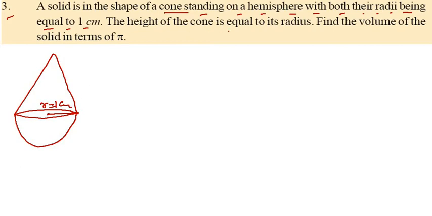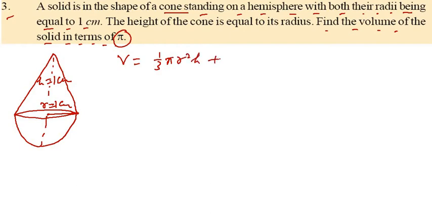The height of the cone is equal to the radius. So height h of the cone is also given as 1 centimeter. So that one is the h. Find the volume of the solid in terms of pi. We have to find its volume in terms of pi. So volume is equal to, first of all, 1/3 pi r square h, that is the cone, and 2/3 pi r cube, that is the hemisphere.